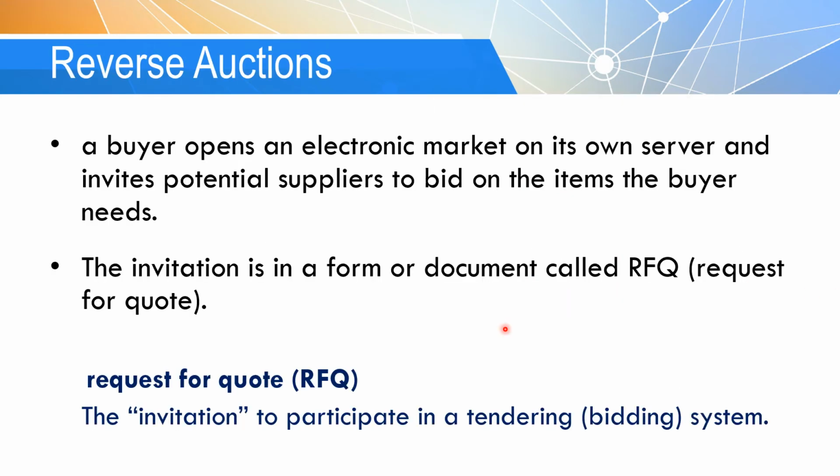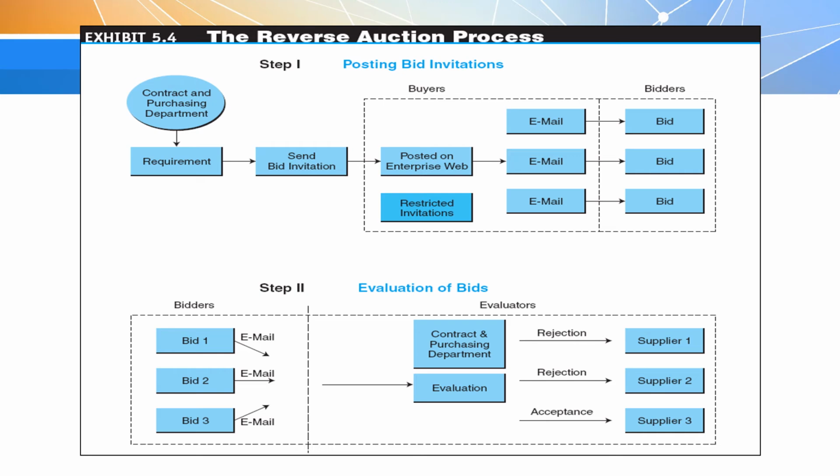Okay, so first kita akan tengok on reverse auction. So buyers open an electronic market on its own server and invites potential suppliers to bid on the items the buyer needs. So the invitation is in a form of a document called request for quote. So buyers yang ni kita akan tengok next. Kita akan tengok what is the process. So these are the process. There are 2 steps. Okay. The first is posting bid invitation and second is the evaluation of the bids. So contract and purchasing department will send the requirement.